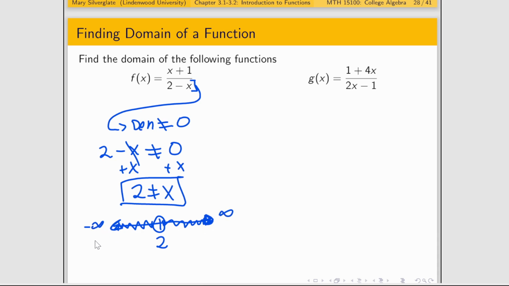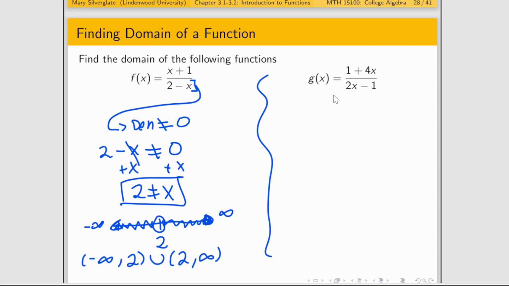And then if I were to write that in interval notation, that would be negative infinity to 2 union 2 to infinity, with a parenthesis on both of the 2's to indicate I can't equal 2 itself, but I can be any number smaller and any number bigger. Go ahead and try the domain of the next function yourself before we go over it.